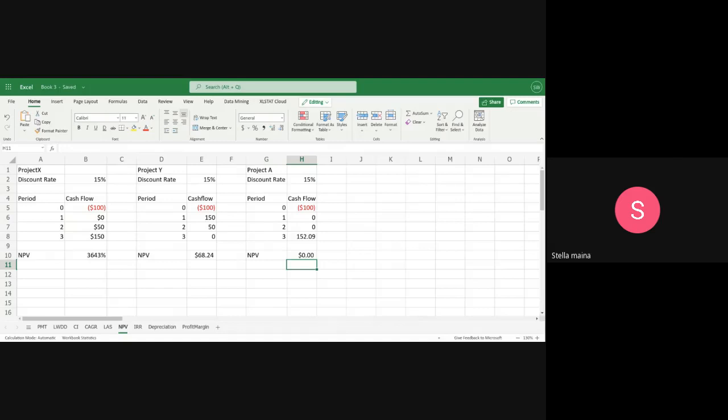So this indicates that the project generates a rate of return equal to the discount rate. In other words, both options of investing your money in project A or putting your money in a high yielding savings account at an interest rate of 15% yield an equal return.